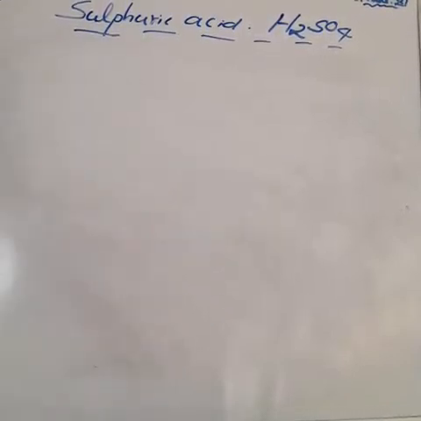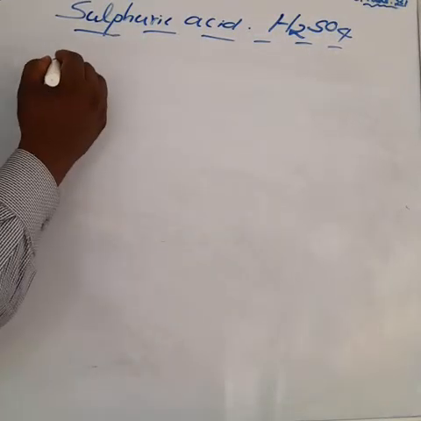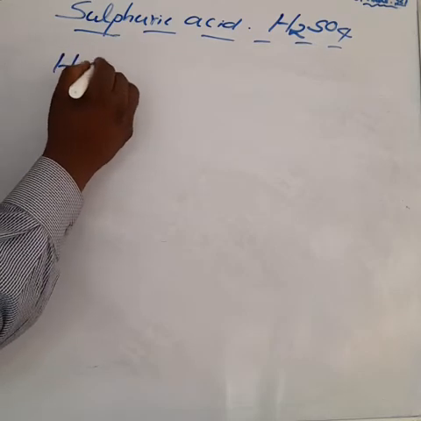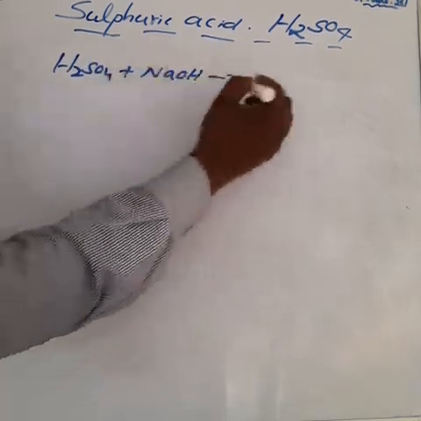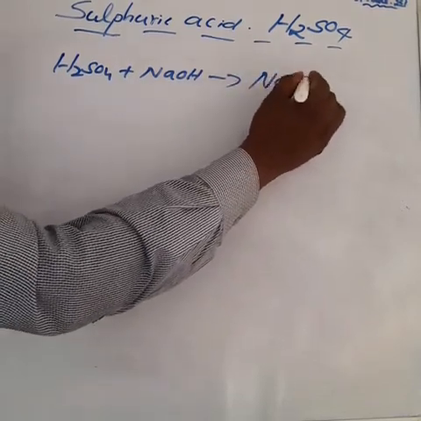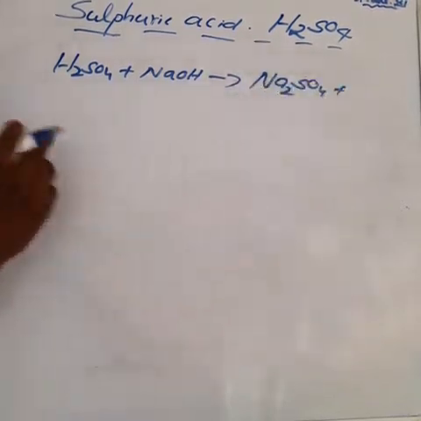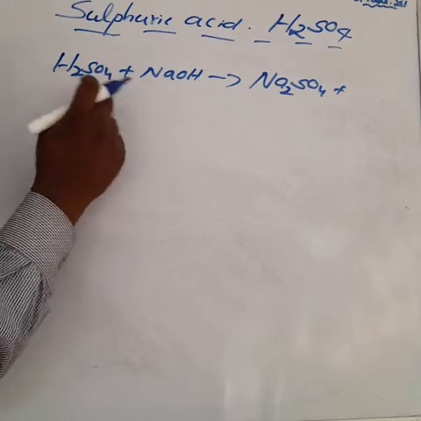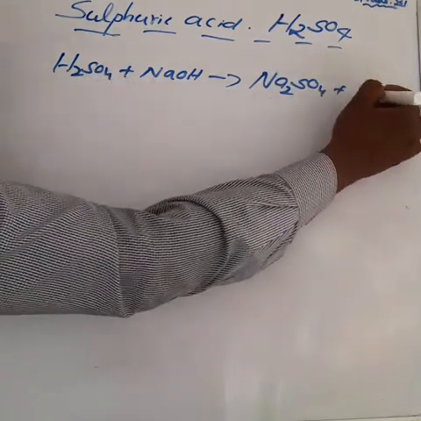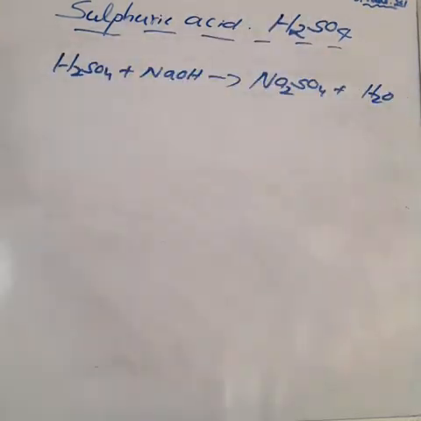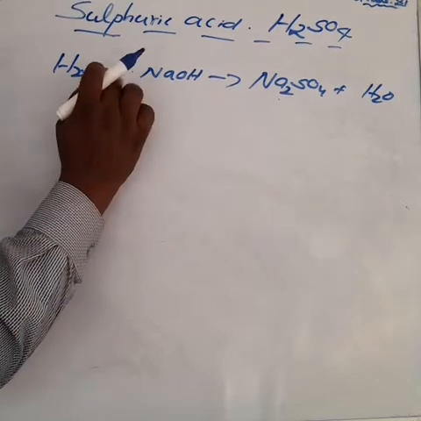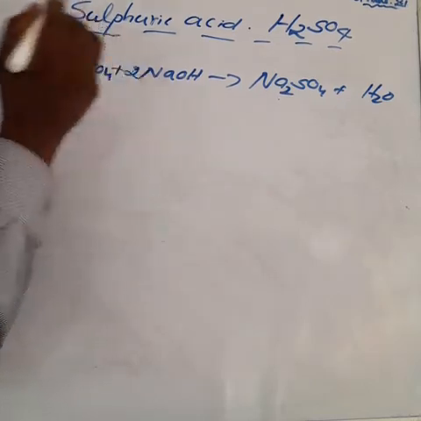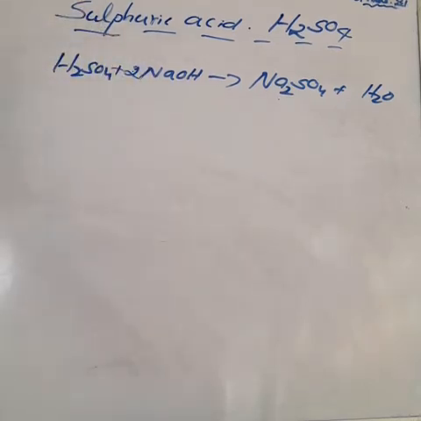Another equation: sulfuric acid reacts with sodium hydroxide, that is NaOH, and we get Na2SO4. Am I right? Sodium sulfate, and also hydrogen combines with OH to form water. Product side, how much sodium is there? 2 sodium. So make it 2 sodium on the reactant side. Now the equation is balanced.